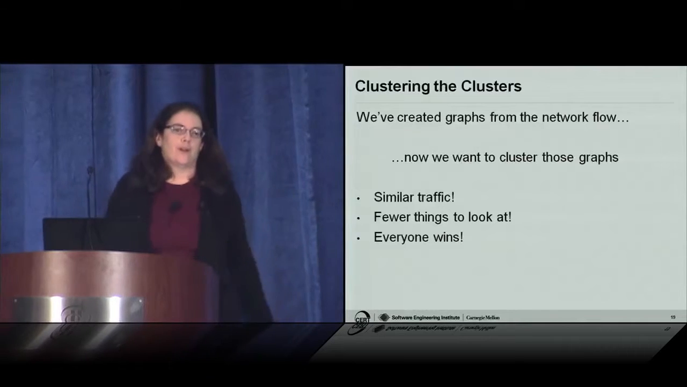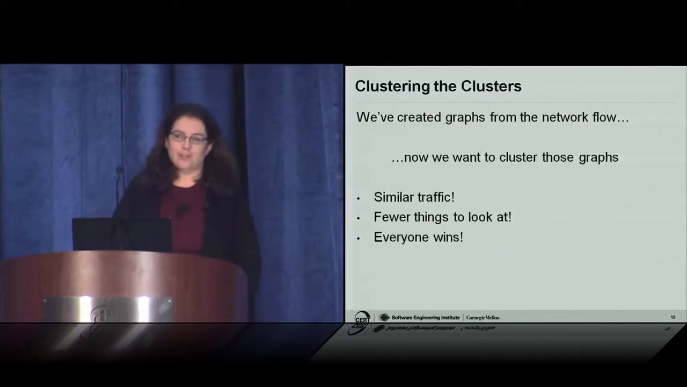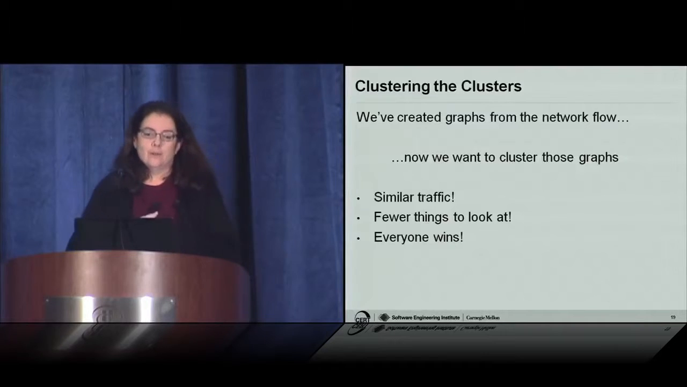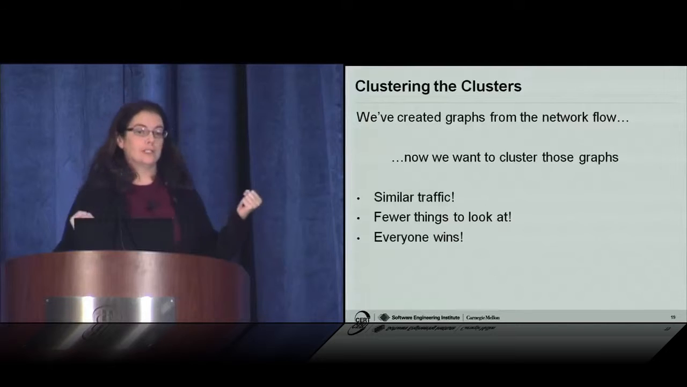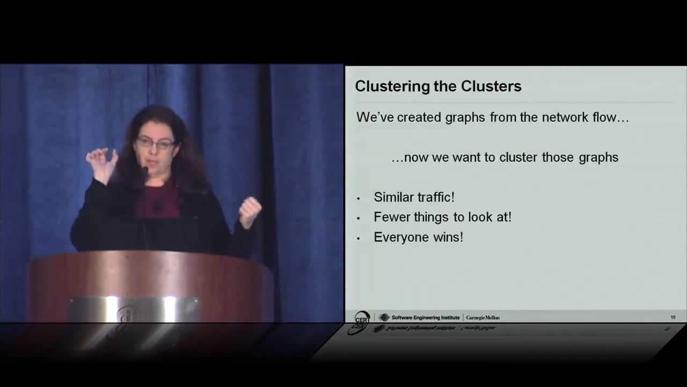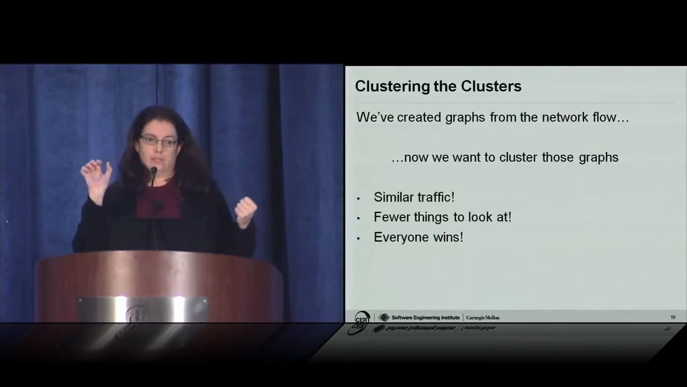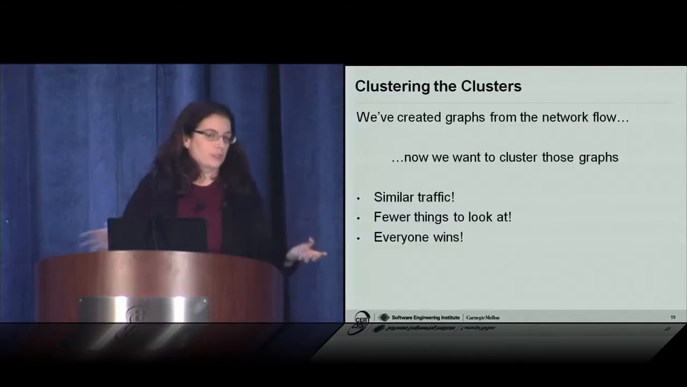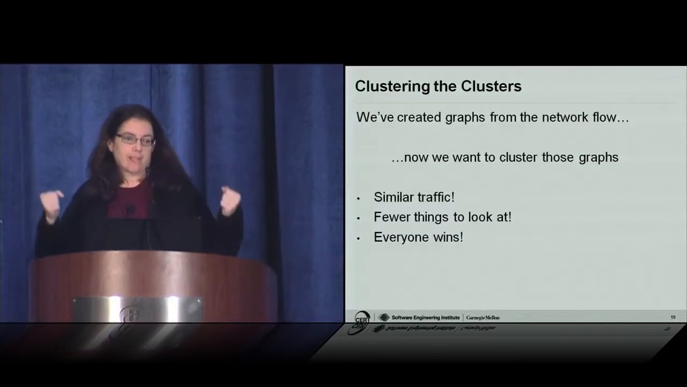So now comes the fun part. I've run through encounter complexes. I hope you kept up. I'm sorry if I went too fast. But I've created these graphs from network flow. Now I want to cluster the graphs so that I have like traffic that may or may not share that node and IP, port together. I want to find similar web traffic patterns that not necessarily go to the same IP addresses. So there's similar traffic, fewer things to look at. That's a bonus.